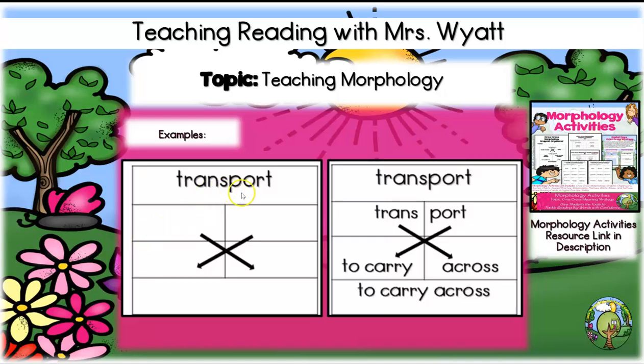So you have the word transport. The students are going to break this word into their meaning parts. So you have trans and port. With the crisscross strategy, you put the meaning of trans, which means across, and then port means to carry. So transport means to carry across.